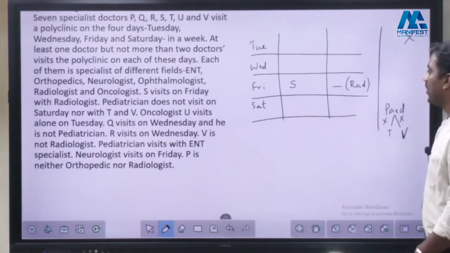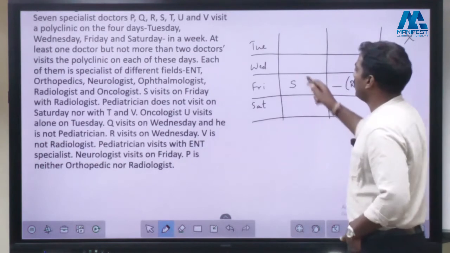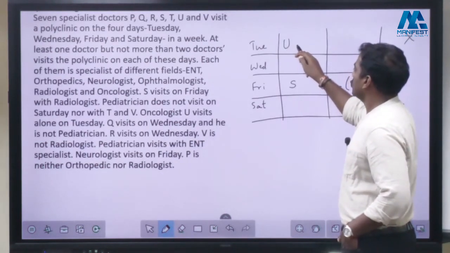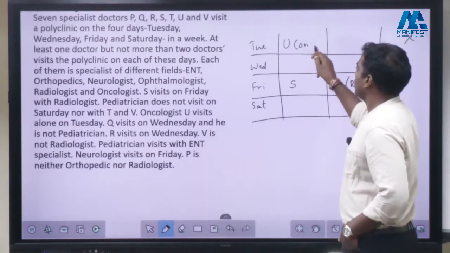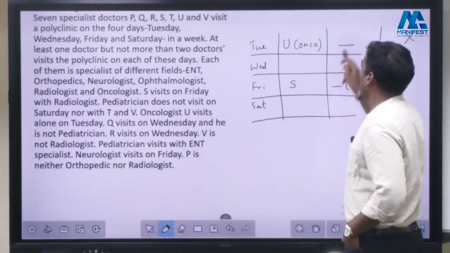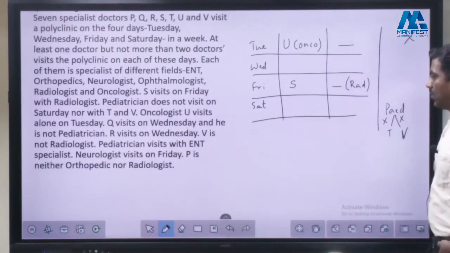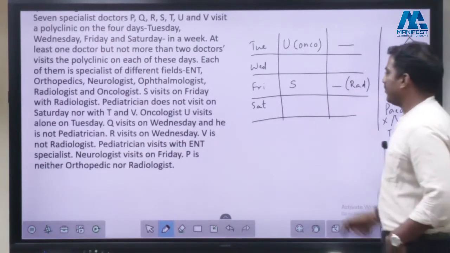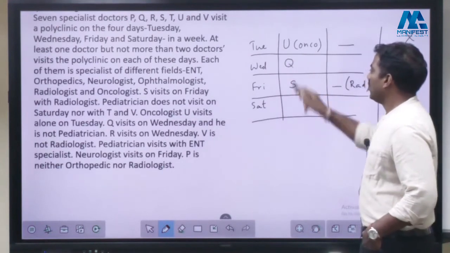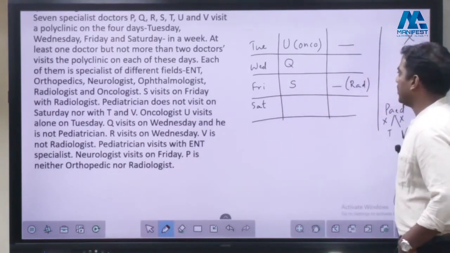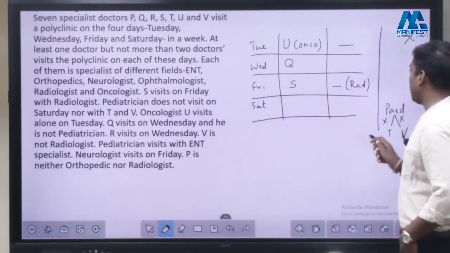Then oncologist U visits alone on Tuesday. Very good. Oncologist who? U. So he is an oncologist. He visits alone on Tuesday. So on Tuesday, nobody else would come. Q visits on Wednesday, and he is not a pediatrician. So Q is not a pediatrician.